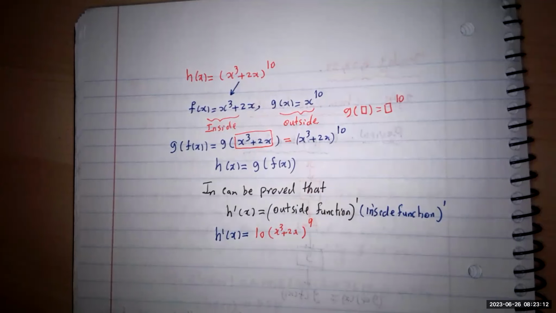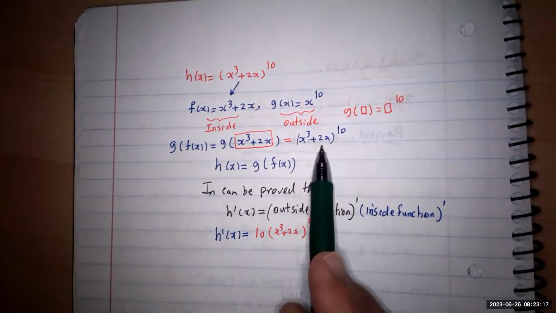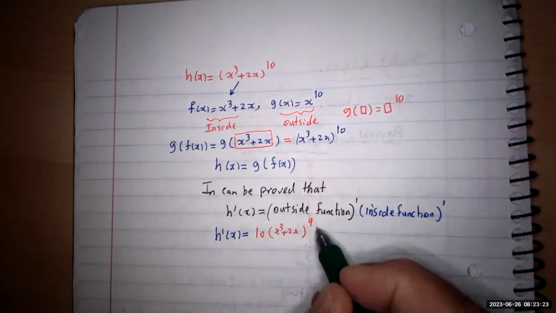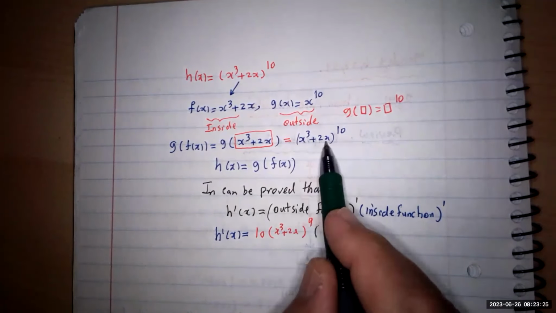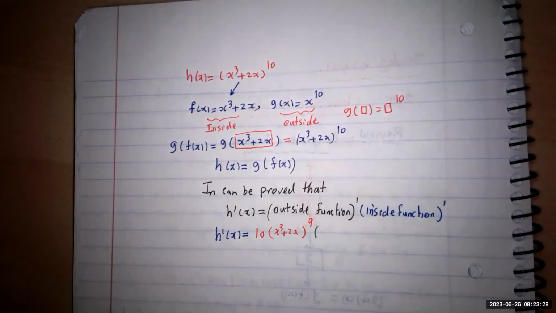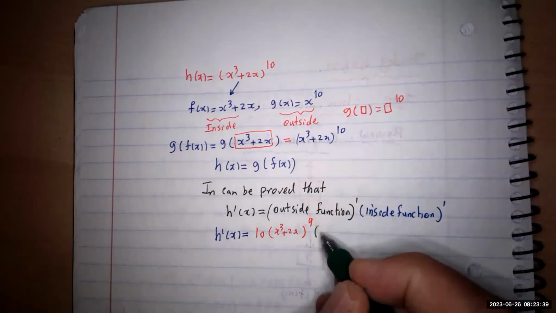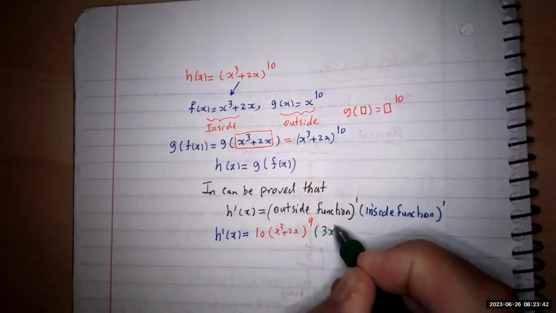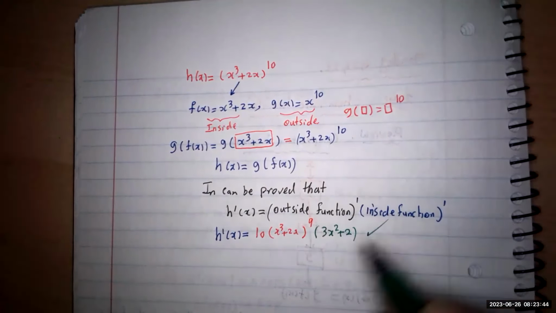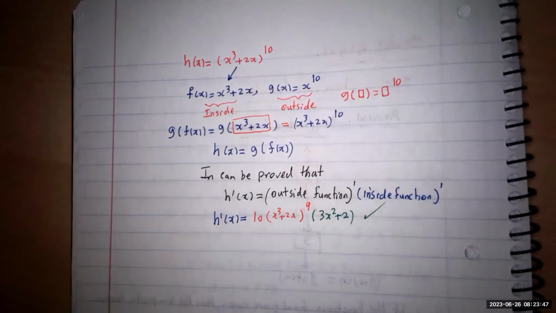Times the derivative of the inside. What is the inside function? The inside function is whatever you have inside the parentheses. So what is the derivative of x cubed plus 2x? Any suggestion? What's the derivative of x cubed plus 2x? Who wants to try? Derivative of x cubed: 3x squared plus 2. Very good. 3x squared plus 2. That's it. That's the chain rule, and we are going to show it in a minute for you.